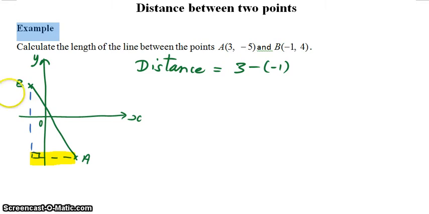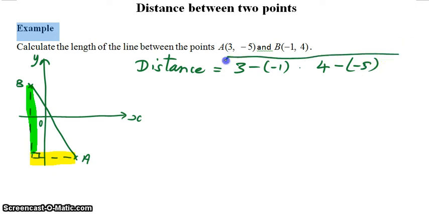I'll do the same with the vertical height, and so the vertical height is going to be, okay, good, 4 take away -5. Now what we're going to do with that is put that into Pythagoras' theorem. So I'd need to square the first one, square the second one, and so that's what you've got.